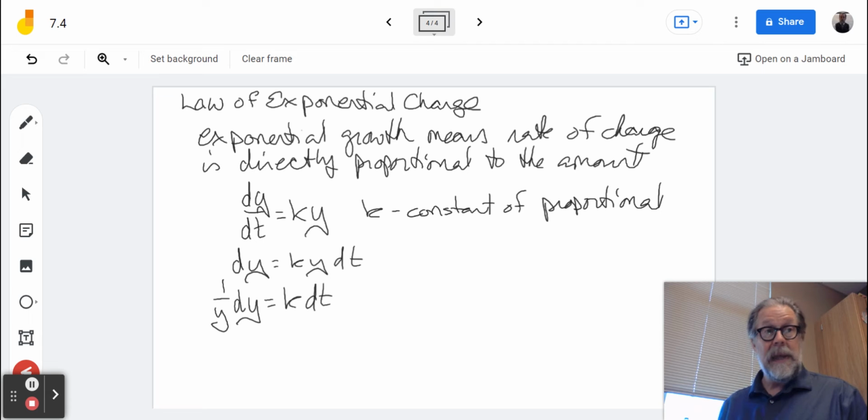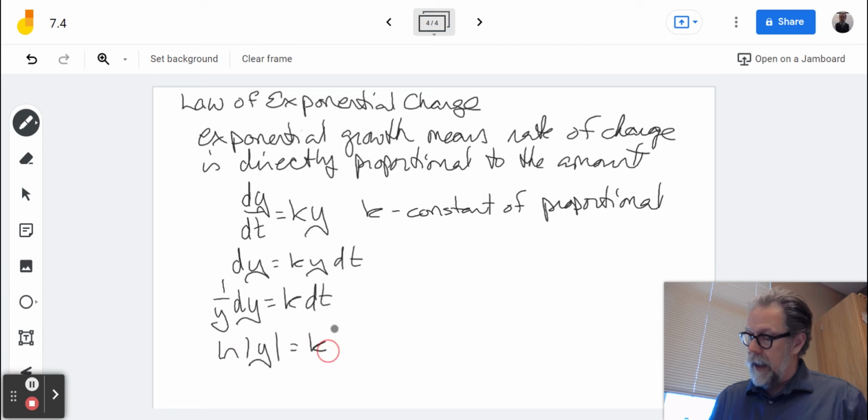This makes it easy. Taking the antiderivative of both sides, we get that the natural log of absolute y is equal to kt plus a constant. And notice that I didn't put a constant on both sides. If you're wondering about this, jump back and rewatch the original video. Constants on both sides could be combined into one constant, so we're just going to have one constant. So what do we got now? We've got that the absolute value of y is equal to e to the kt plus c.